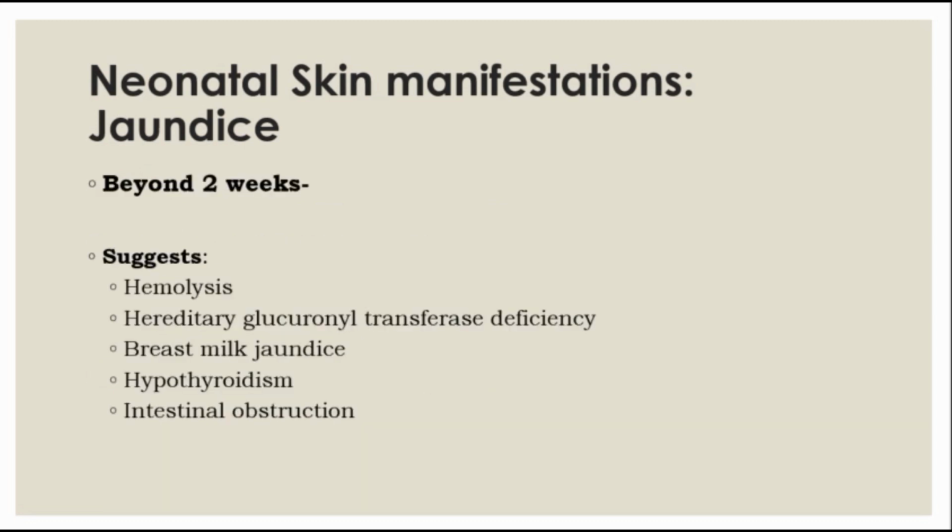Okay, beyond 2 weeks, if you see jaundice in a child, this can be caused by hemolysis, hereditary glucuronyltransferase deficiency, breast milk jaundice, or hypothyroidism, which is common in children with Down syndrome, or intestinal obstruction. Hereditary glucuronyltransferase deficiency is an autosomal dominant disorder with variable penetrance. This disorder is also known as Crigler-Najjar syndrome, and it's basically impaired bilirubin conjugation.